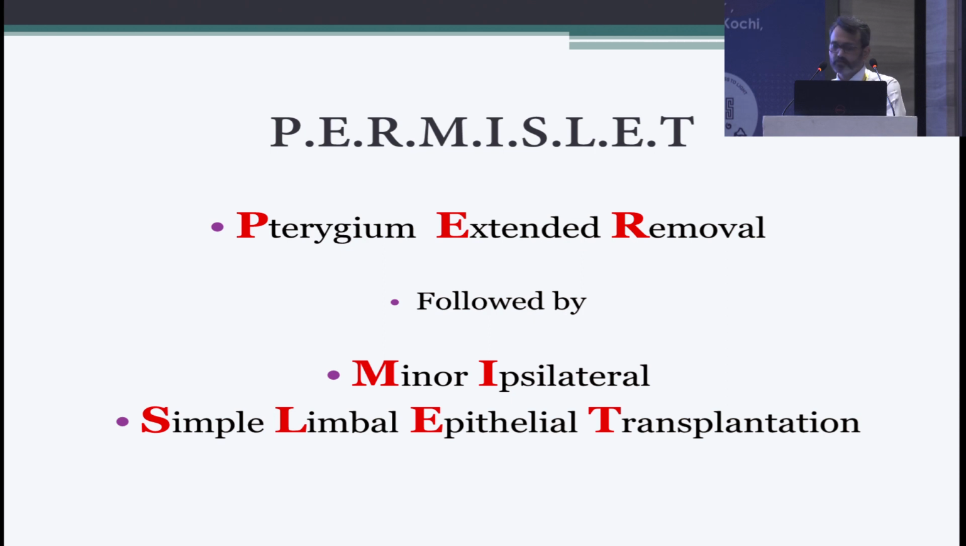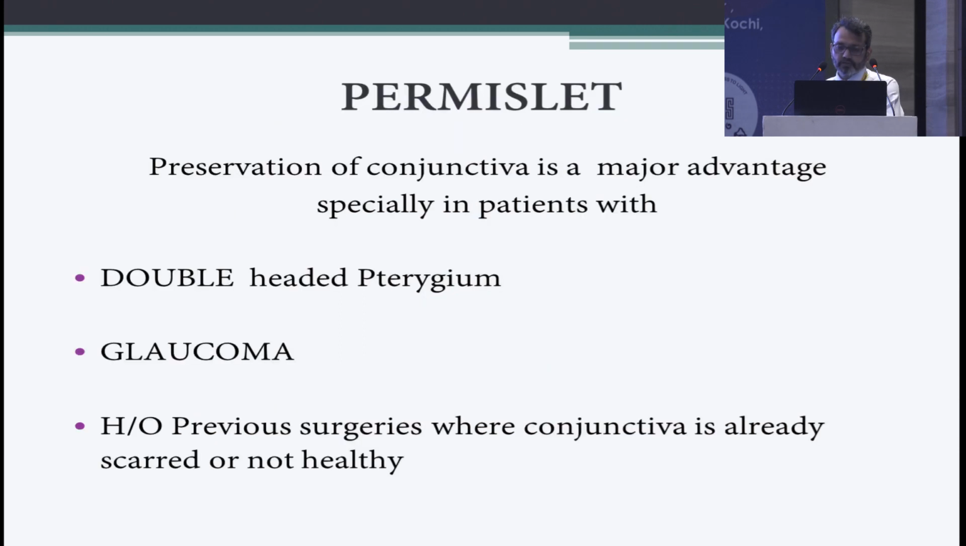Pterygium extended removal followed by minor ipsilateral simple limbal epithelial transplantation. In this case, we preserve the conjunctiva, which is a major advantage, especially in patients with double-headed pterygium, where if we are doing both the pterygia at the same sitting, it is difficult to harvest that much conjunctiva from the same eye. Also in patients with glaucoma, where we want to preserve the conjunctiva for any future interventions the patient might need, and if there is a history of previous surgeries where conjunctiva is already scarred or not healthy. So these are the ideal candidates for PERMI-SLIT.